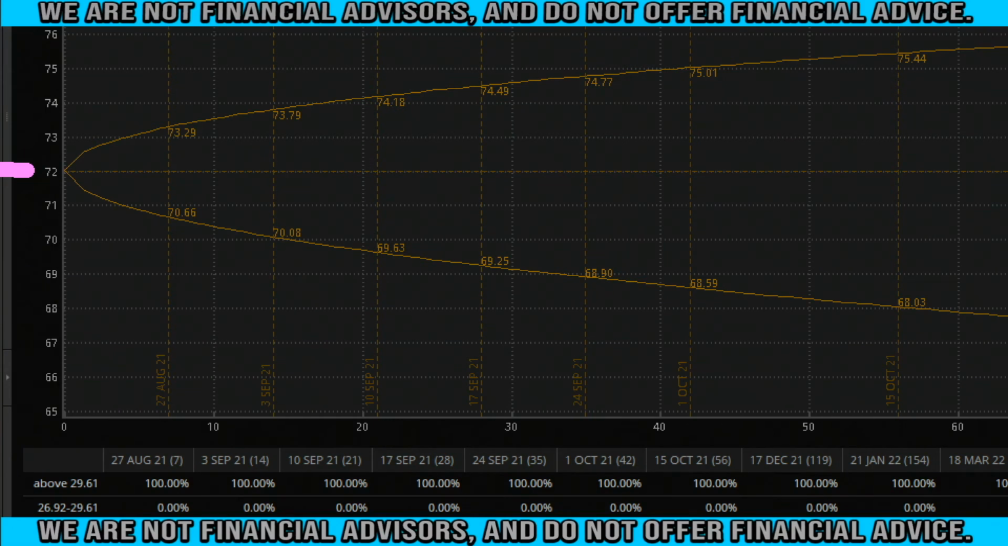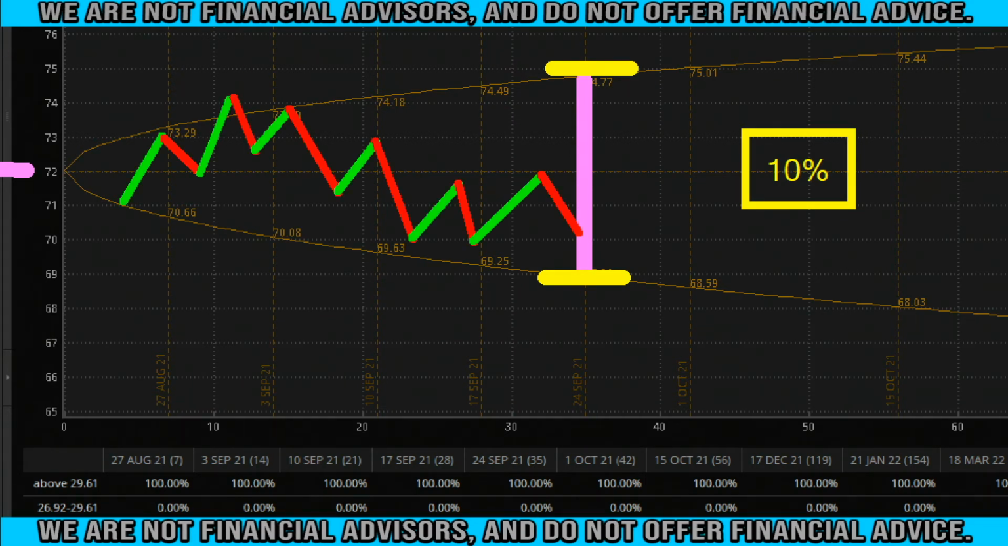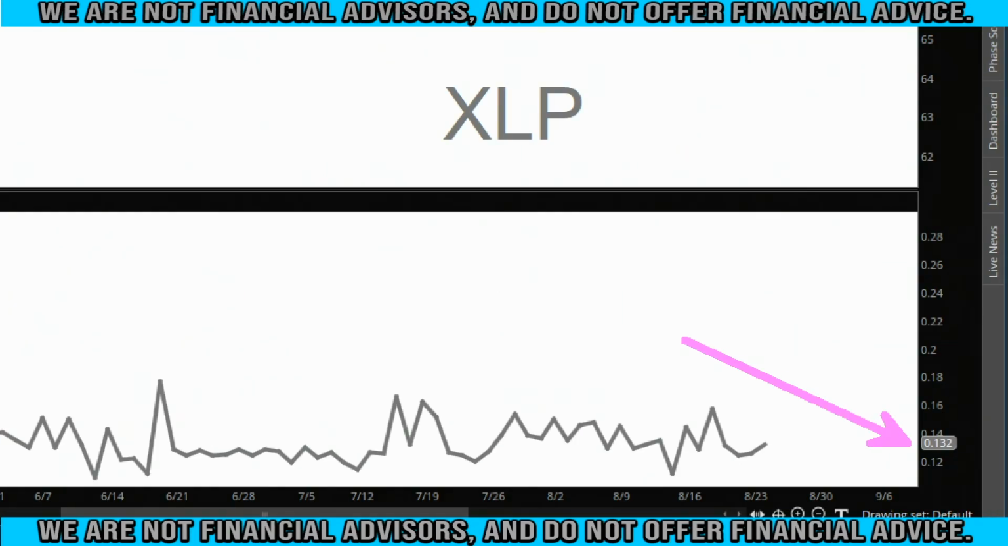So when looking at XLP, right now at $72, going out 1 month, for easy math, we'll call it $75 minus $69, giving us a $6 spread. On $72, easy math, let's just say they're expecting the price to stay in a 10% range. No matter if it came out a little bit, by this time period, the price would be in between these two lines. One standard deviation says 10%. And remember, that's on an ETF with a very low implied volatility of 1.3.